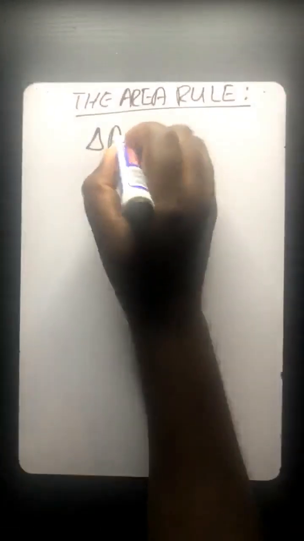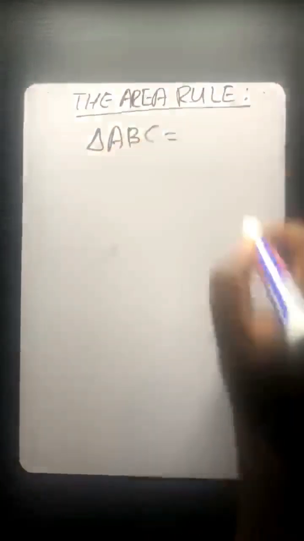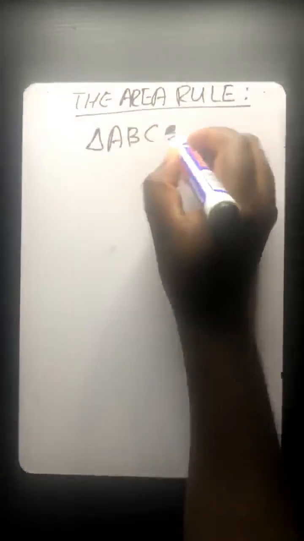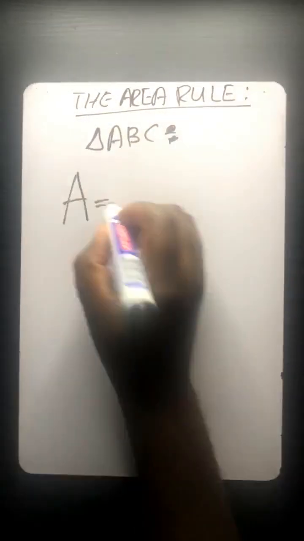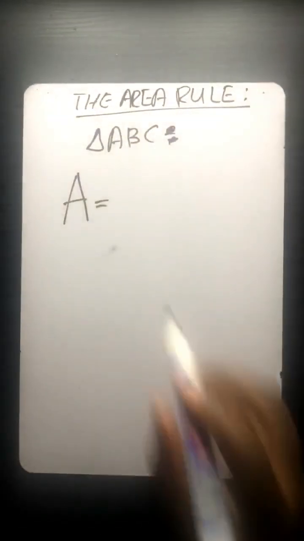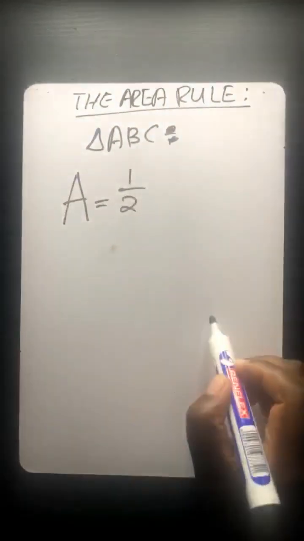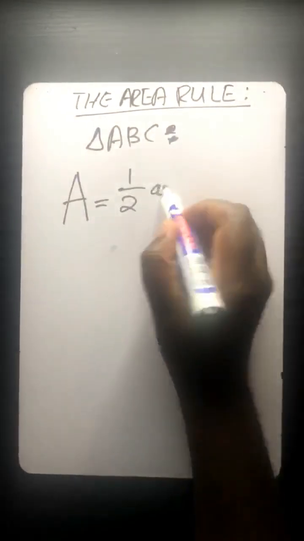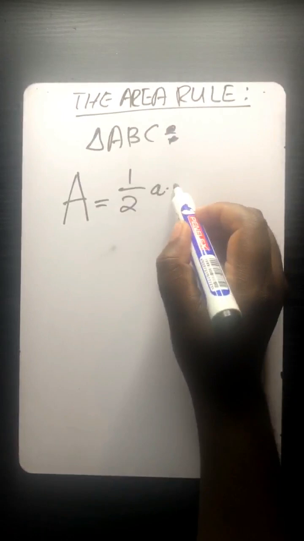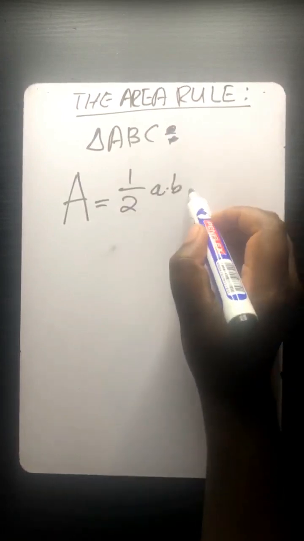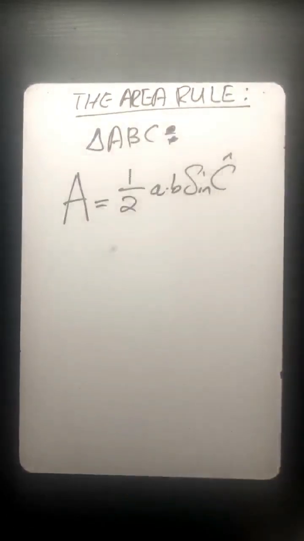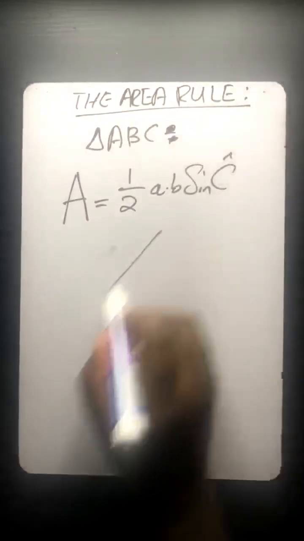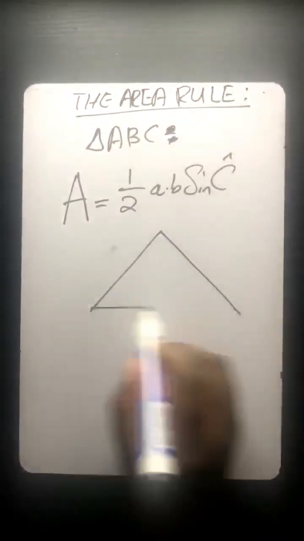Maybe very quickly, in triangle A, B, and C, the area is going to be equal to half of side a, multiplied by side b, and then you say sine of angle C. Maybe let's do this and check what that formula is all about.